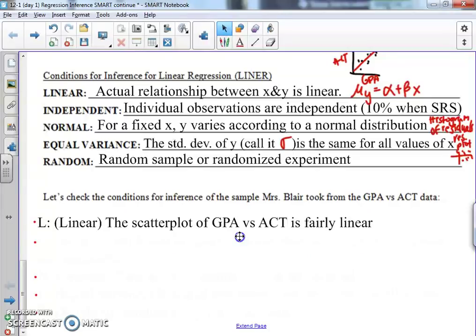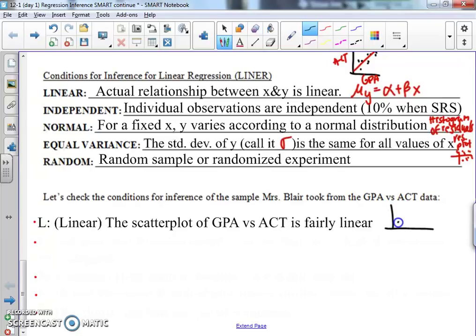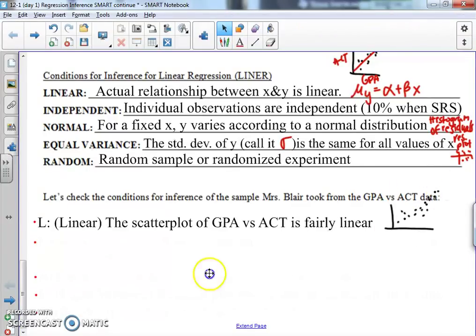Okay? So here's what I say. L, linear. The scatter plot of GPA versus ACT is fairly linear. And then what I might do is over here, just draw a little rough sketch of what it looks like. Okay, not the greatest sketch, but there you go. There's an idea of what it looks like. And I'm showing the reader that I have checked that it's linear.